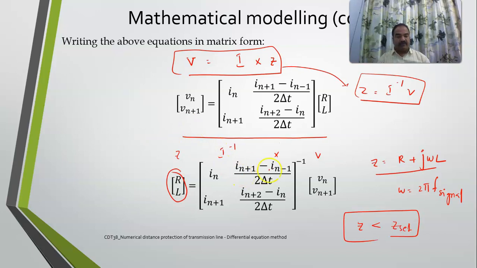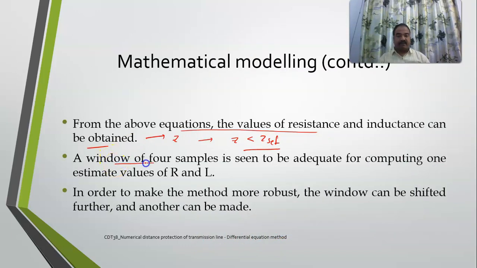Now, if you carefully see how many samples you require: n minus 1 sample, n sample, n plus 1 sample, and n plus 2 sample, which means that you require a minimum of 4 samples to perform this technique. A window of 4 samples is seen to be adequate for computing one estimate of the values of R and L. In order to make this method more robust, the window can be shifted further and another estimate can be made. You can take 4 more samples of a separate window and then calculate and compare it.